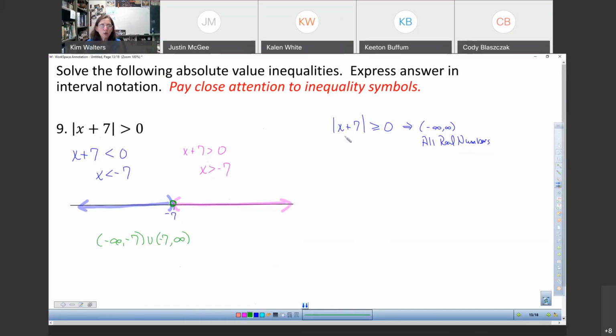But just notice that if this had an equal to under here, my number line would have overlapped everywhere. So I would have had those square brackets. Okay. Questions? I think that may be one of the hardest ones to do.